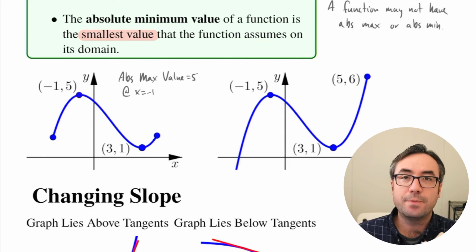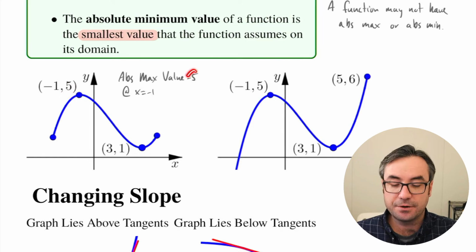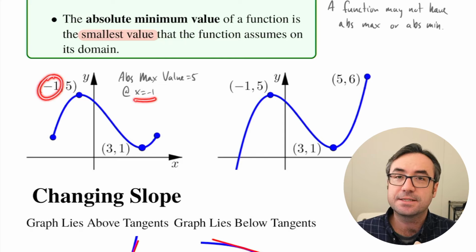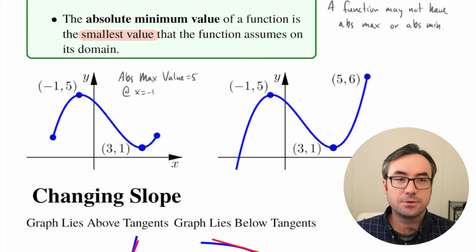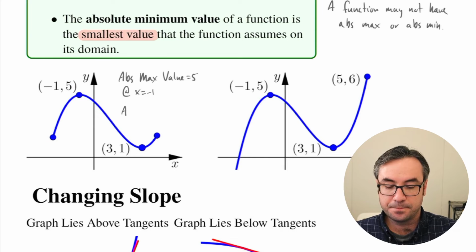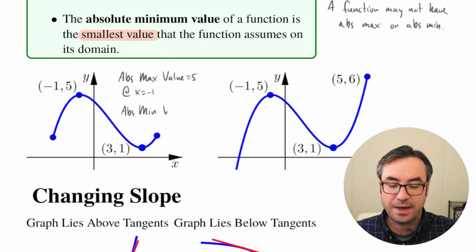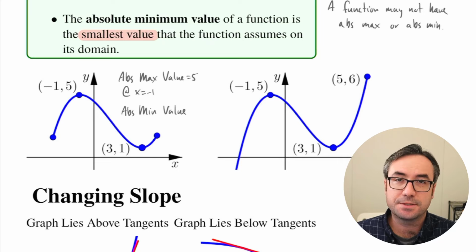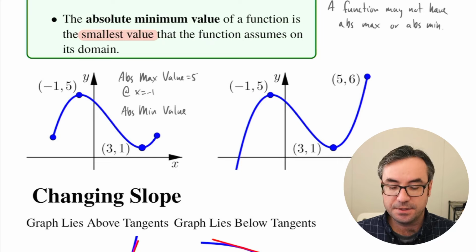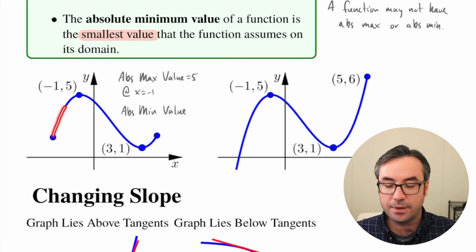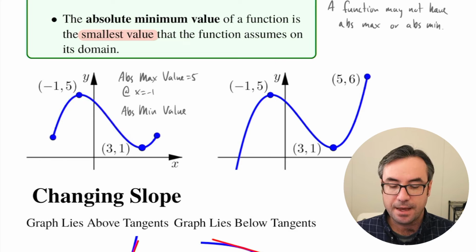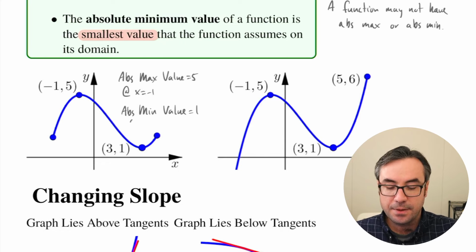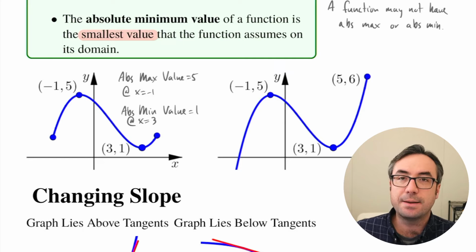So this is our absolute max point. The value of our function here is the y-coordinate, and it occurs at x equals -1. Now our absolute min, what's our absolute min value? Well, this is the lowest point on our curve. Remember, we only have this section, and it starts and stops at those endpoints. The lowest point on our curve is right here. So the value is the y-coordinate, and it occurs at x equals 3. So the absolute min value is 1, and it occurs at x equals 3.